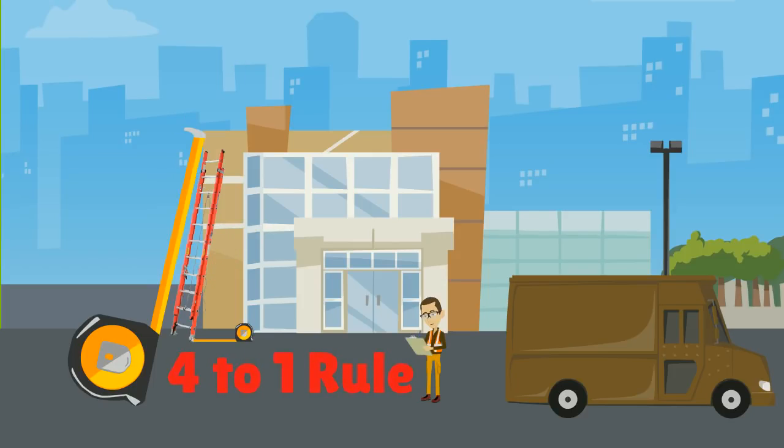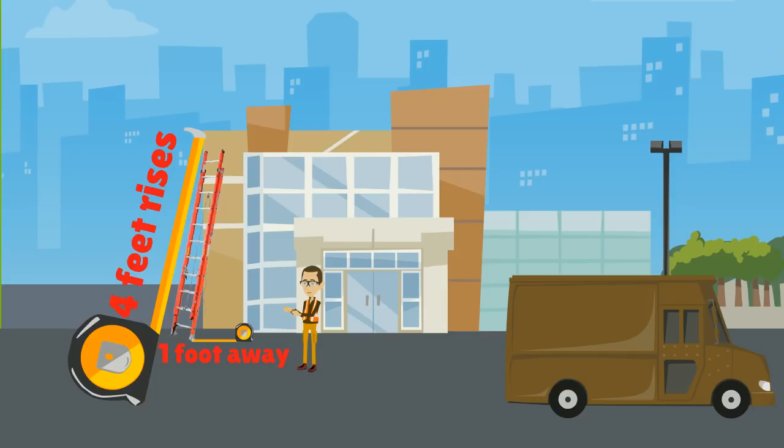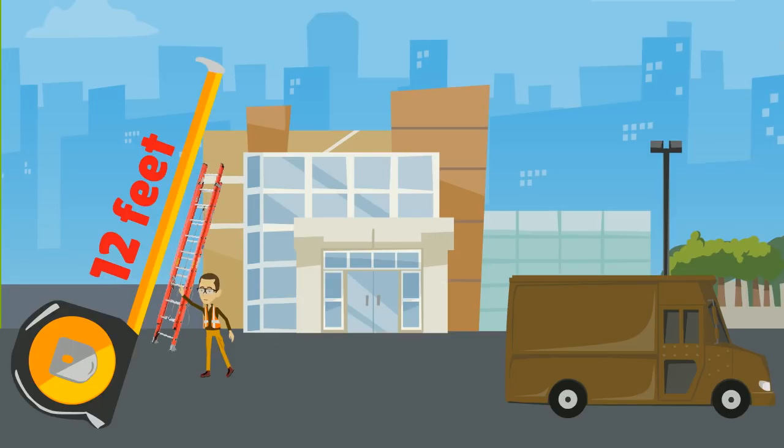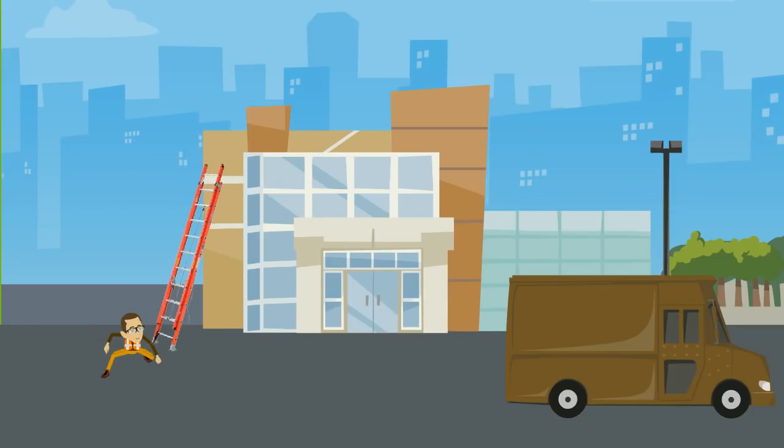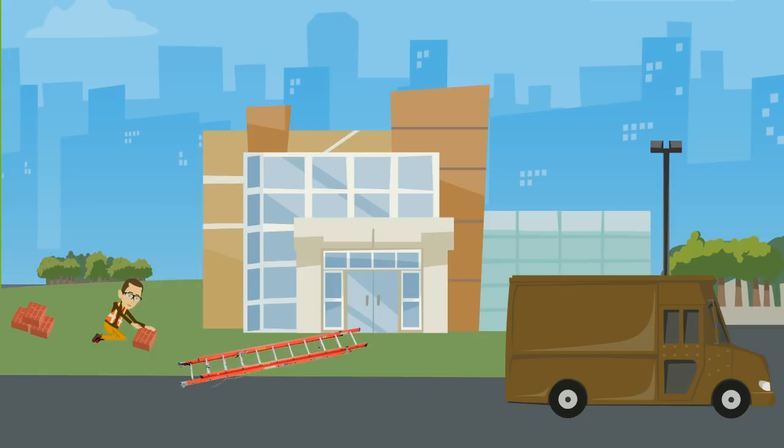Angle the ladder properly by using the 4-to-1 rule. The bottom of the ladder should be 1 foot away from the wall for every 4 feet the ladder rises. For example, if the ladder touches the wall 12 feet above the ground, the feet of the ladder should be 3 feet from the wall. Make sure that both feet are securely on the surface. Don't place a block under 1 foot if the surface isn't level.